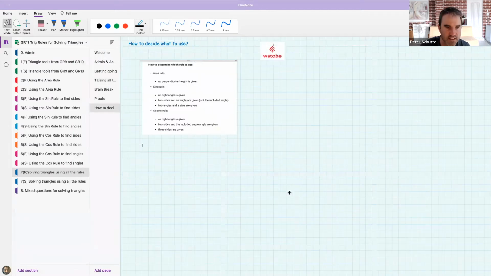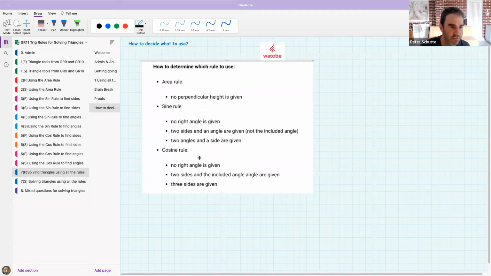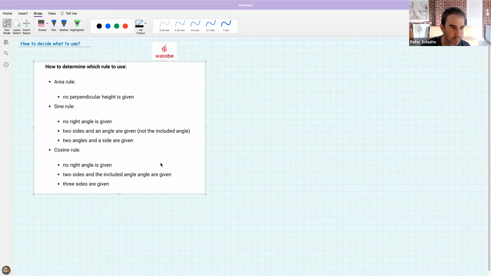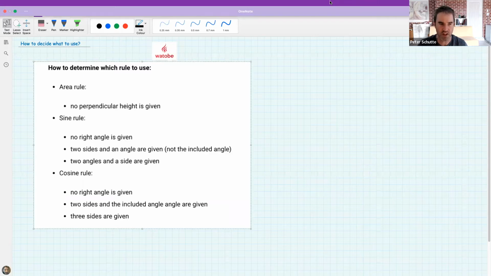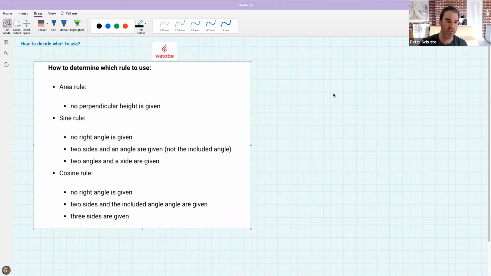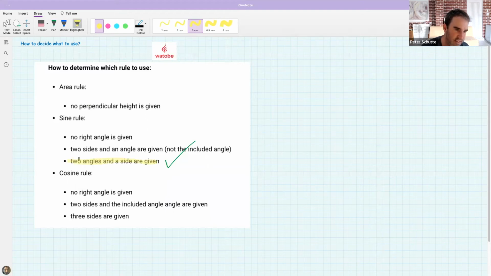In fact, someone was saying, how do I know which things to use? Maybe you guys can take a screenshot of this little thing here. Now, I find in practice doing questions is just a helpful way to understand this. But when do you use the particular things? Well, in the sine rule, if no right angle is given and 2 sides and an angle are given, or if 2 angles and a side are given. And that was the particular scenario that Lee identified there.